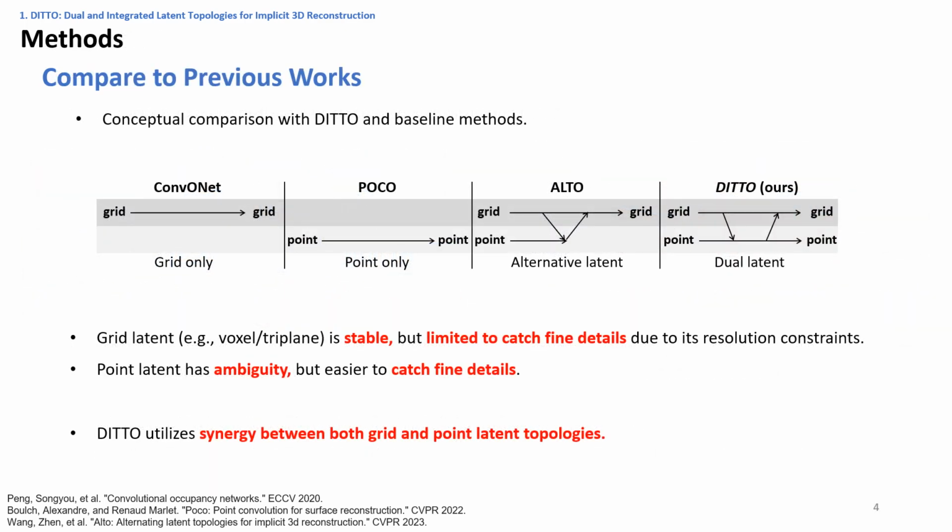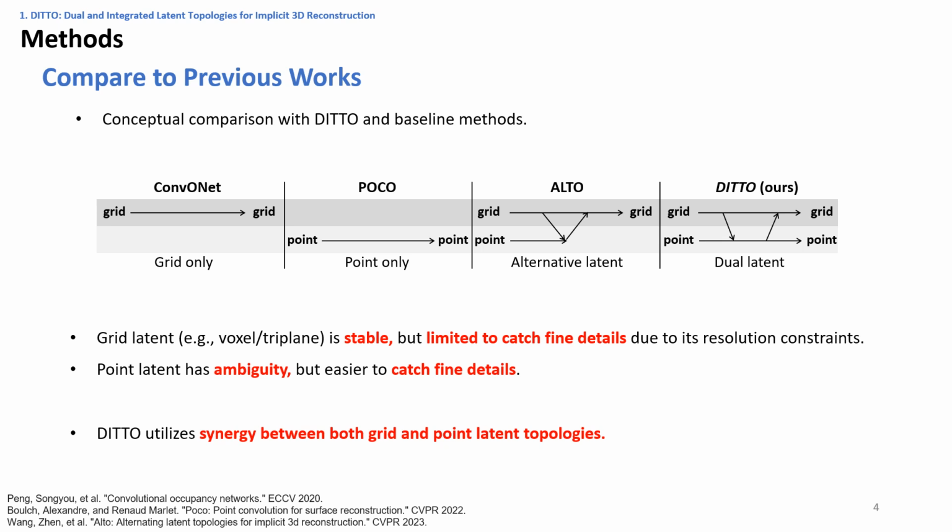On this page, we compare the concept of DITTO with baseline methods. Baseline approaches have typically focused on the type of latent to represent 3D geometrical information. In convolutional occupancy network, grid latent such as voxel and triplane is employed to store 3D geometry. The strength of grid latent lies in its stability derived from its regular grid structure. However, grid latent struggles to preserve details due to the resolution constraints and quantization.